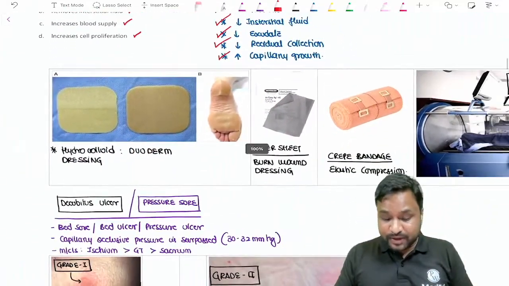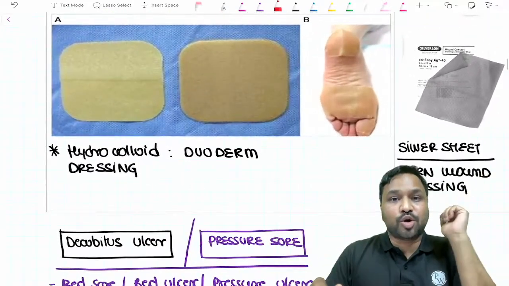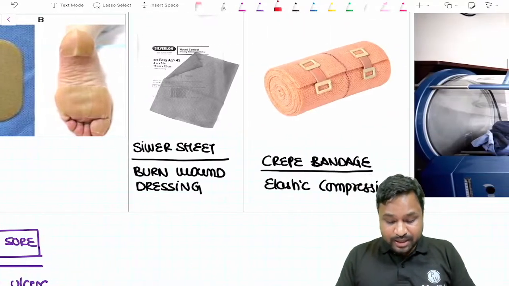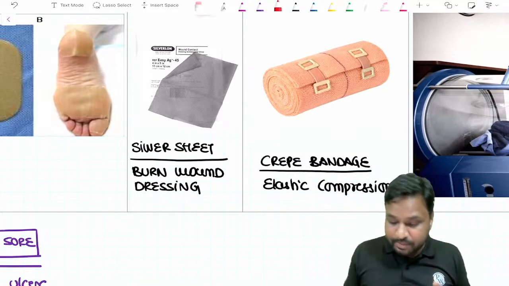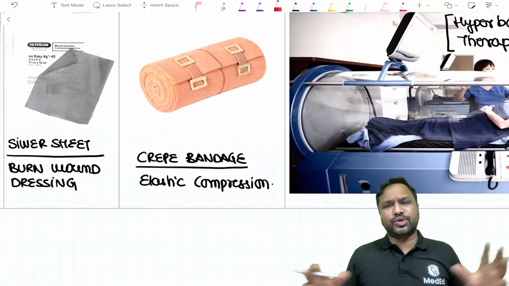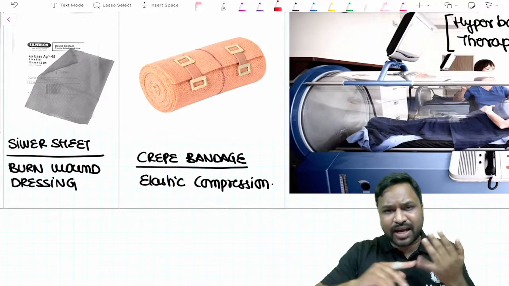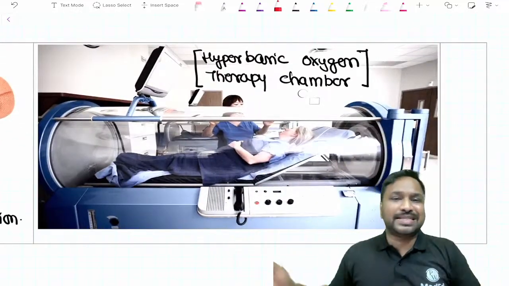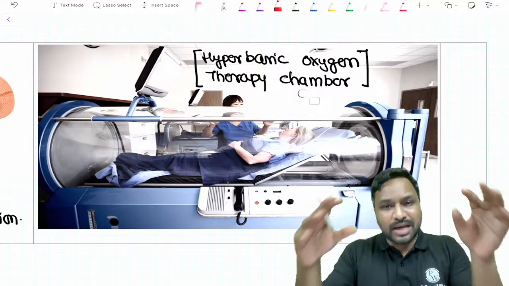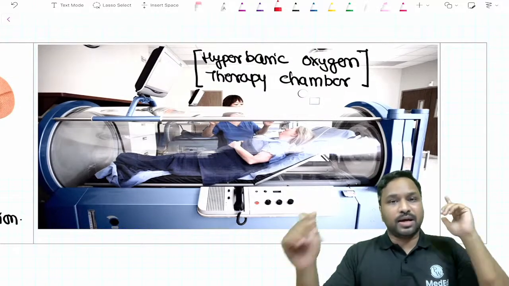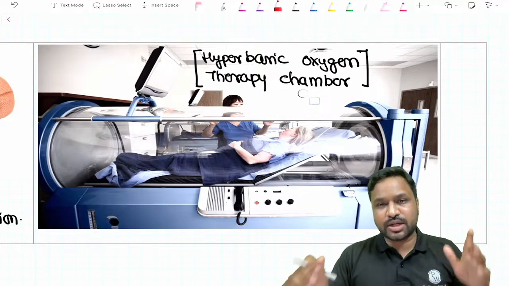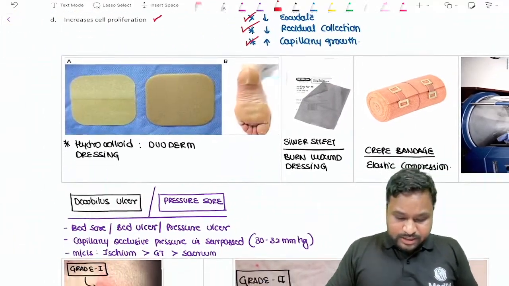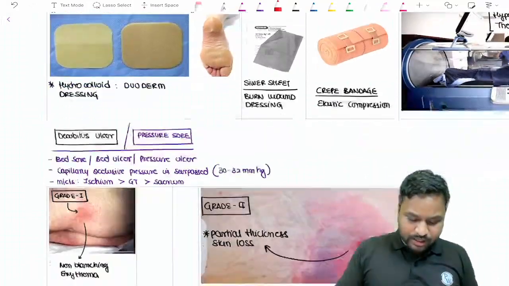What are the other materials for dressing? Hydrocolloid dressing, which is also called DuoDERM, is used when you want to keep the dressing for longer periods. Another one is the Sofratulle sheet used in burn wound dressing. Remember, crepe bandage, that is your elastic compression, usually used for any venous ulcers, or you can use it as DVT prophylaxis, or as management for varicose veins. This chamber is what we call HBOT, that is the hyperbaric oxygen therapy chamber. Its efficacy is questionable, but again an amazing tool for chronic wounds which are not healing, right? Now, this is with respect to the VAC system and the other important ones.